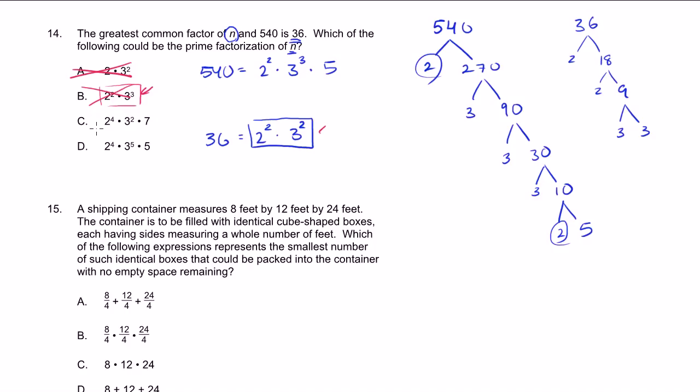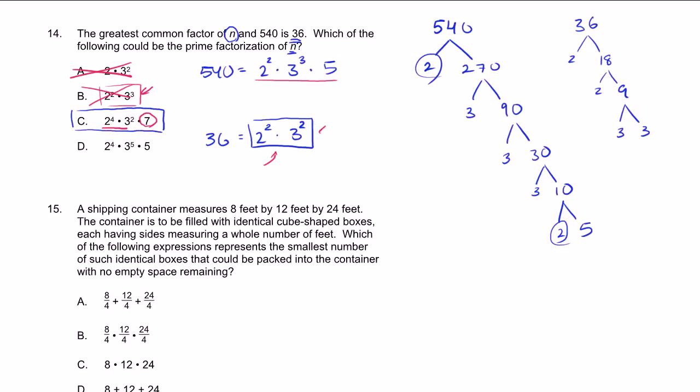Let's look at choice C. 2 to the fourth times 3 squared times 7. This looks good because 36 definitely goes into this number. 2 squared definitely goes into 2 to the fourth, it goes into it 4 times. 3 squared definitely goes into 3 squared. And then we're multiplying it by 7. What's good about this is we're multiplying it by a factor that's not in 540. So this looks like our best choice right here.